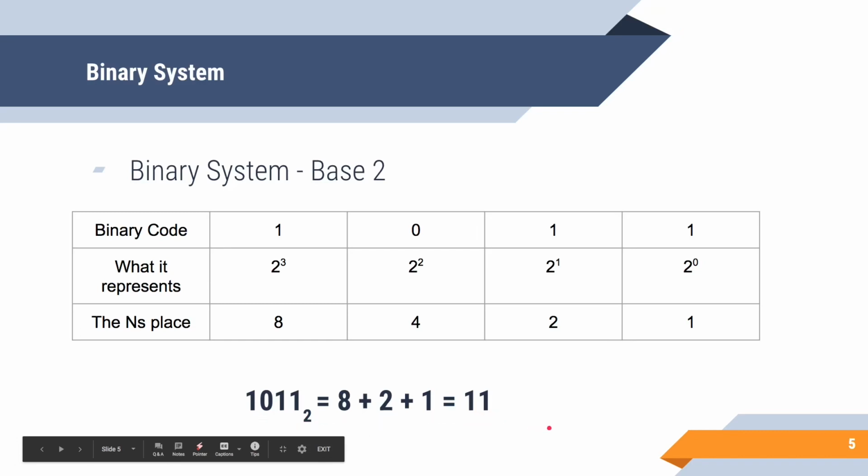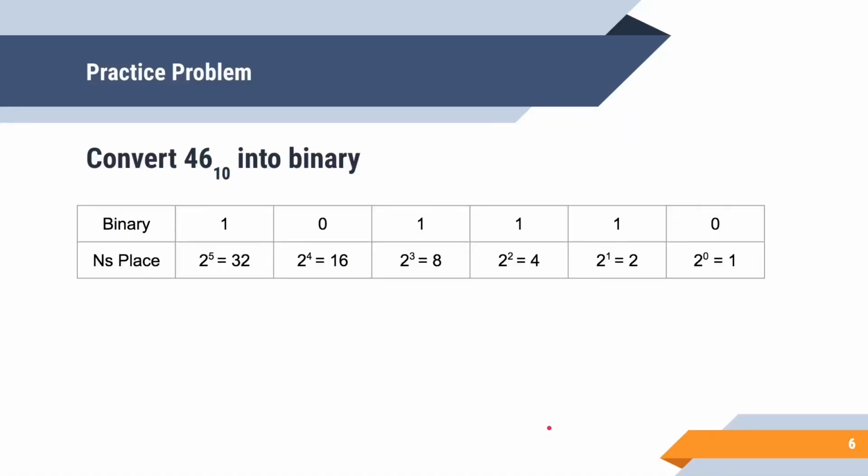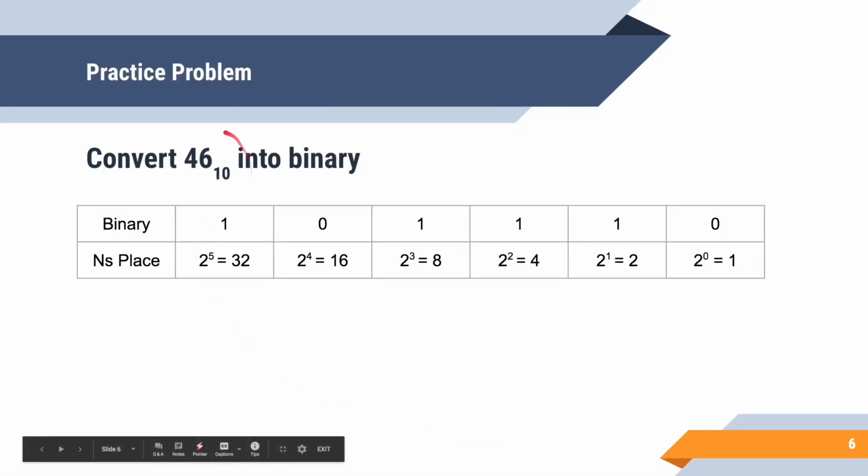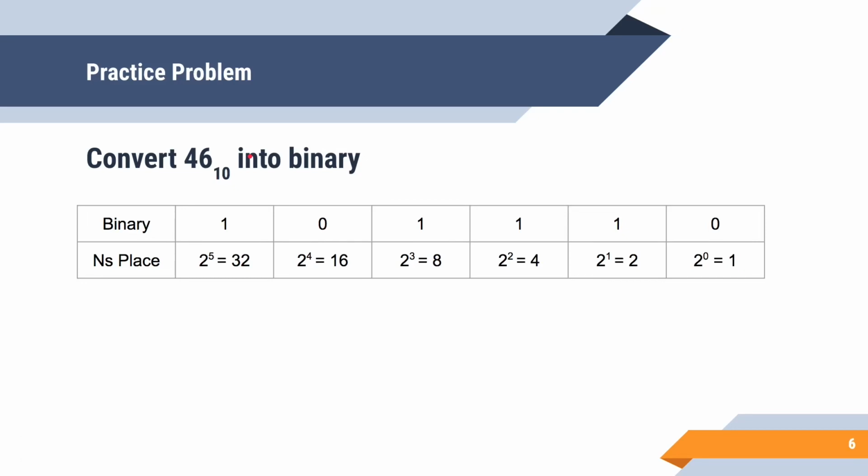So to clear things up a little, we're going to do a practice problem. We're going to convert our regular number, a base 10 number, into binary. My first rule of thumb is: 2 to the power of what number can we fit into 46? If we do 2 to the power of 6, what do we get? 64. 64 is too big and it cannot fit into 46, so we have to subtract 1.